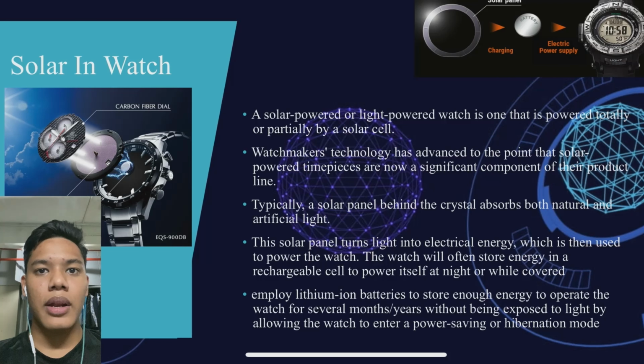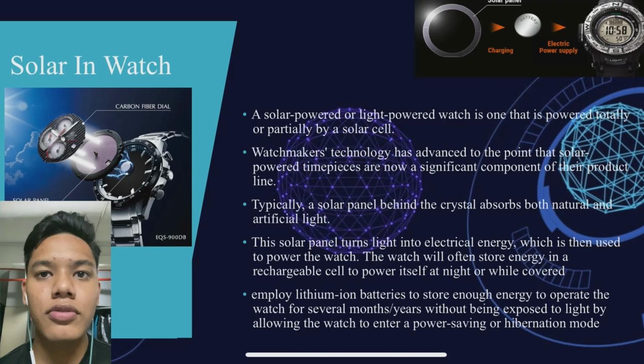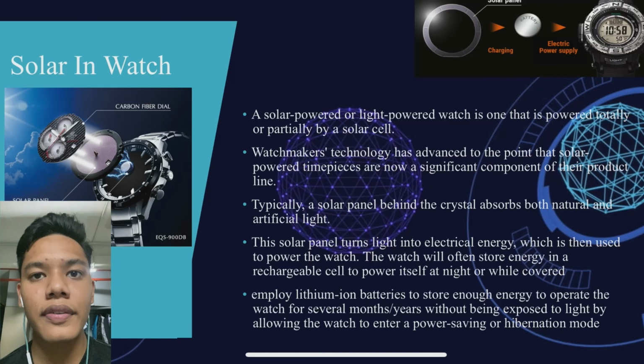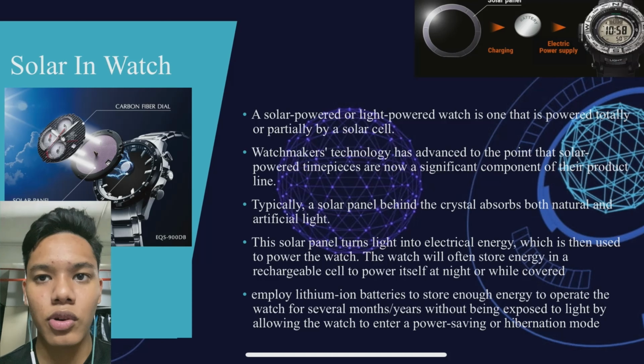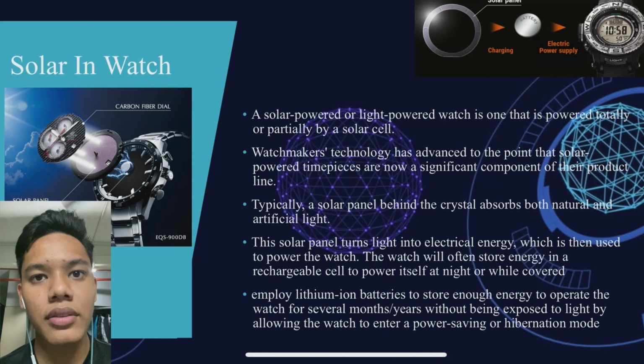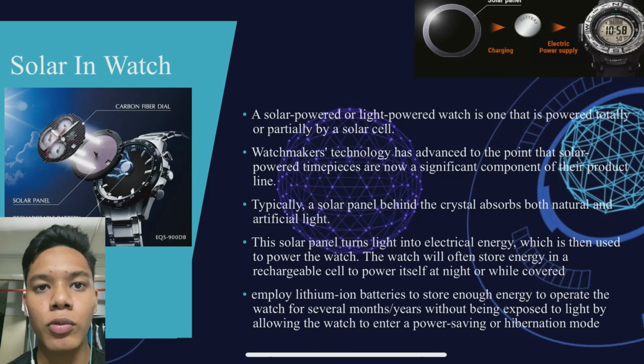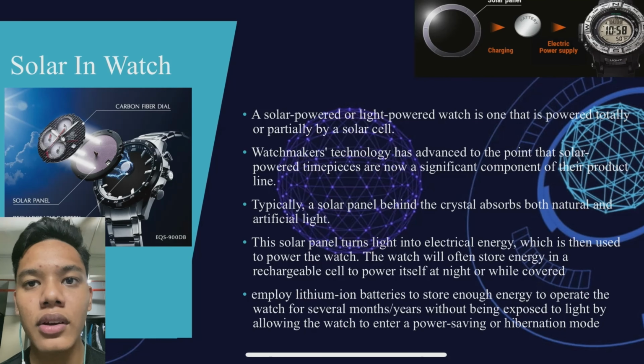Typically, a solar panel behind a crystal absorbs both natural and artificial light. This solar panel turns light into electrical energy, which is then used to power the watch. The watch will often store energy in a rechargeable cell to power itself at night or while covered. Some employ lithium-ion batteries to store enough energy to operate the watch for several months or years without being exposed to light, by allowing the watch to enter a power saving or hibernation mode.